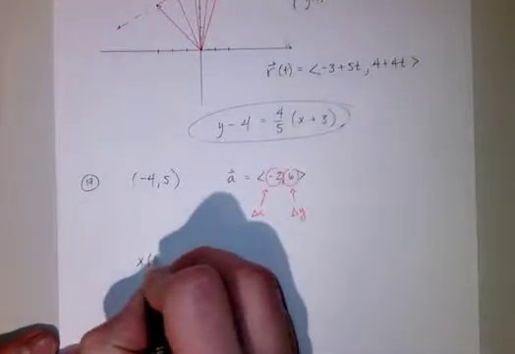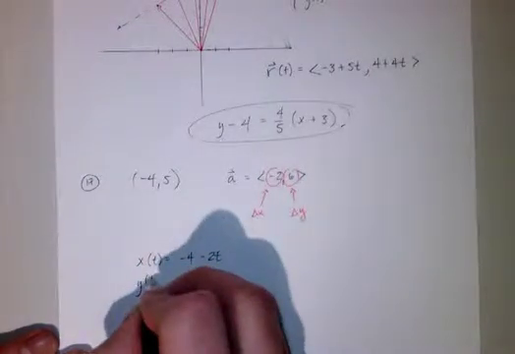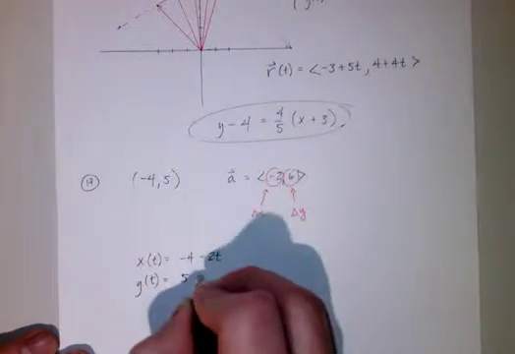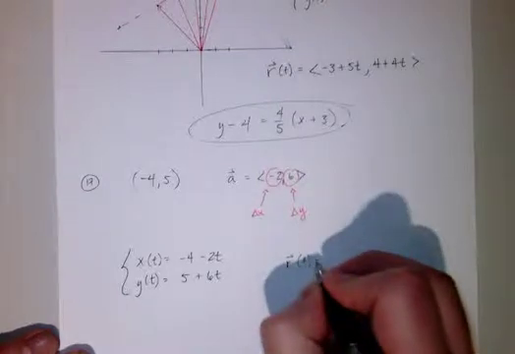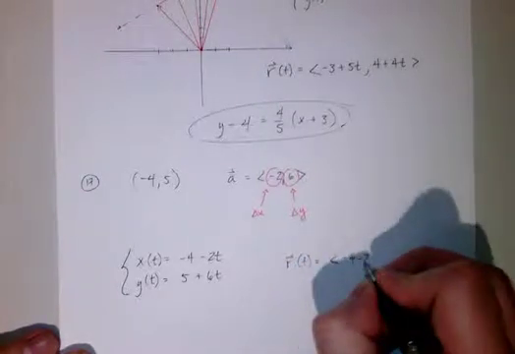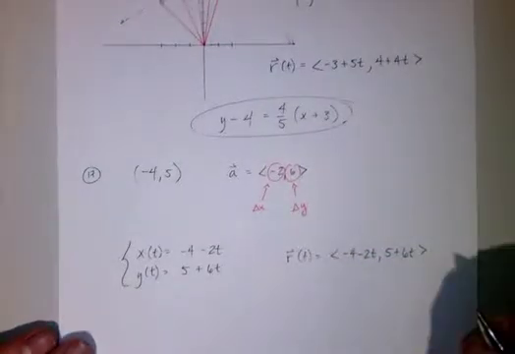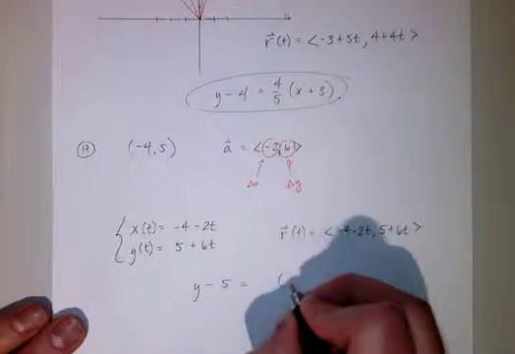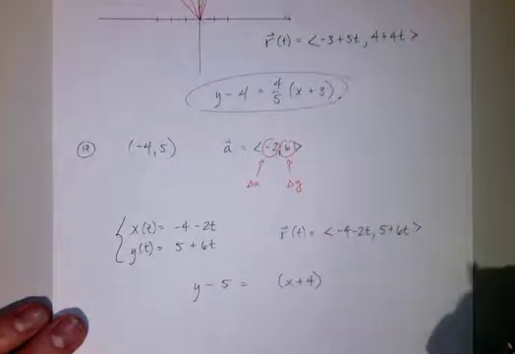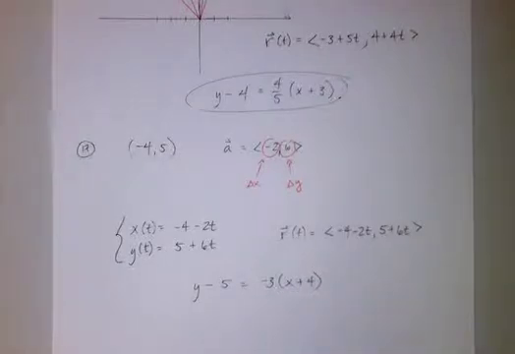And so we have x of t is equal to -4 - 2t, and y of t is equal to 5 + 6t. My r of t is going to be the same expressions just put into component form of a vector value function, and then y - y1 = m(x - x1). Well, what's my slope? It's delta y over delta x. 6 over -2, that's -3, and I'm done.